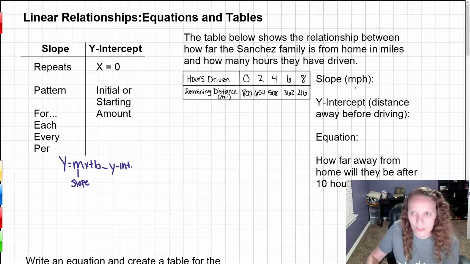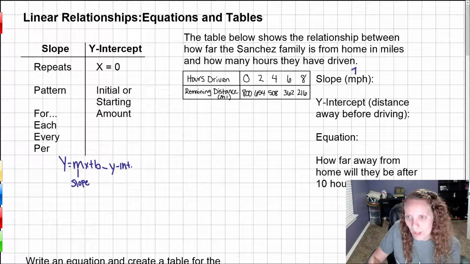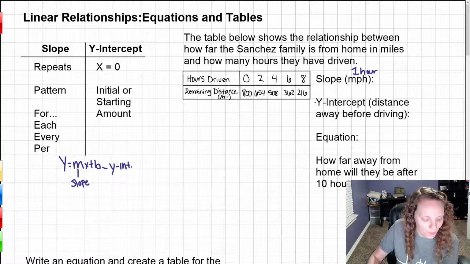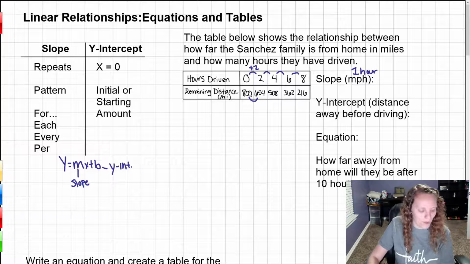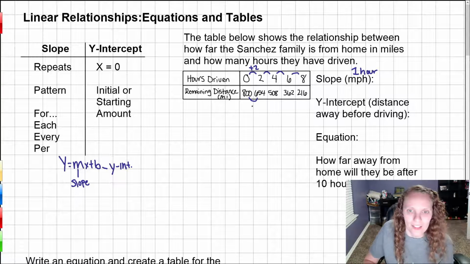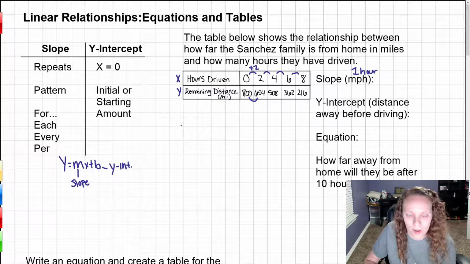Now remember, slope, MPH, stands for miles per hour, and that is meaning in 1 hour, how far did they go? And let's look at the table. So the table is counting by 2 hours each time. 2, 4, 6, 8. And for every 2 hours, we need to figure out, okay, well, how much is the y-axis counting by? And just as a reminder, this is x, and this one's y.